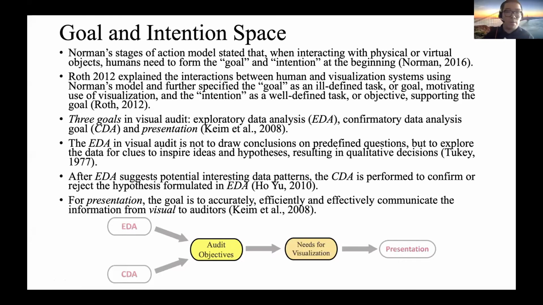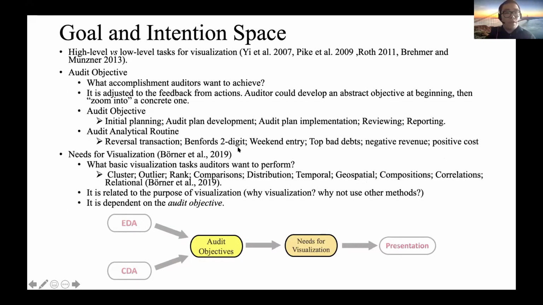So I will talk about that later in this presentation. So this is the goal. Once you have the goal, based on the goal, you have to form some intention to facilitate the subsequent actions. So in this space, we define two different intentions.